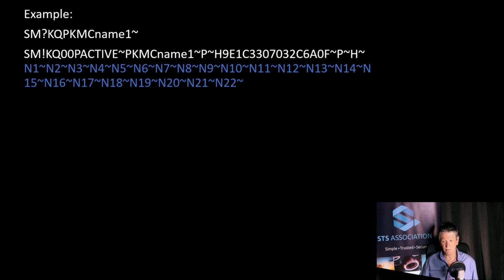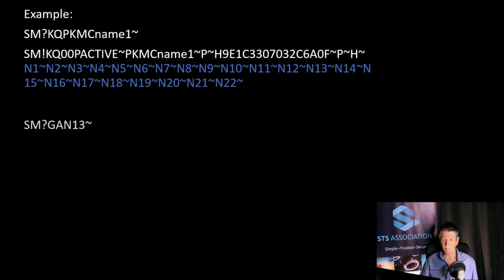Well, active means that the slot is active and it's ready to be used. And then if you look at the blue section, each one of those is a register that has been loaded with a key. So N1 means register number 1, N2 means register number 2. And in this example, it's used from register number 1 to register number 22. So all of those are used. But you don't know which key is in which register.